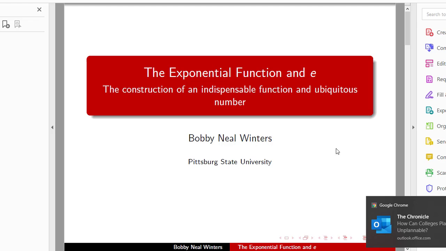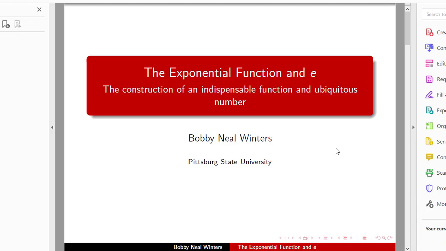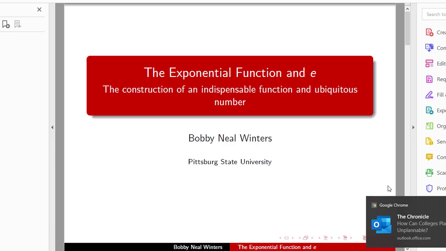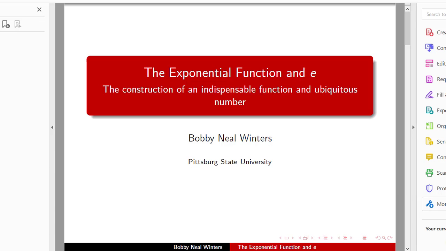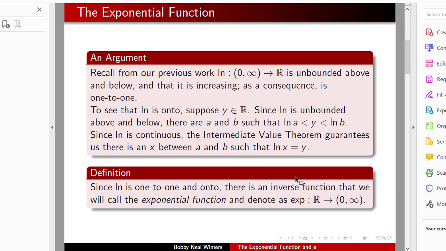This lecture is about the exponential function and e. And so we're constructing a function that is used everywhere and a number we run into everywhere. So let's start out here.